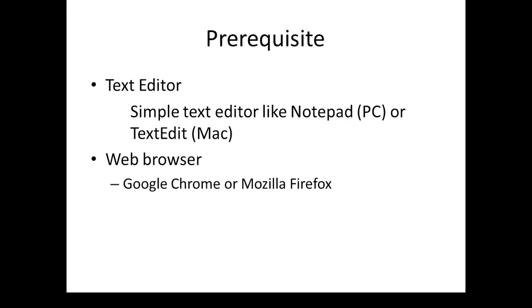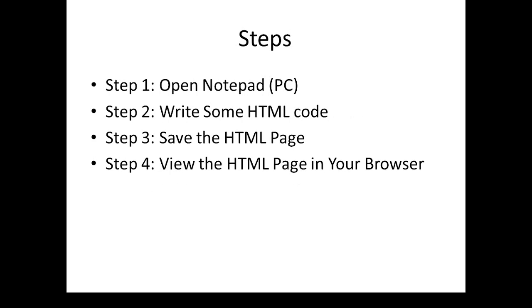What are the prerequisites of an HTML page? If you have a Windows operating system, then you need Notepad. And if you have a Mac operating system, then you need TextEdit. That is called a text editor. Another prerequisite for HTML is a web browser: Google Chrome, Mozilla Firefox, and Microsoft Edge.